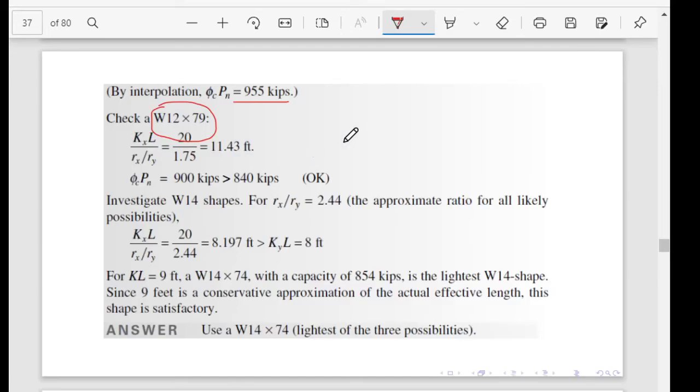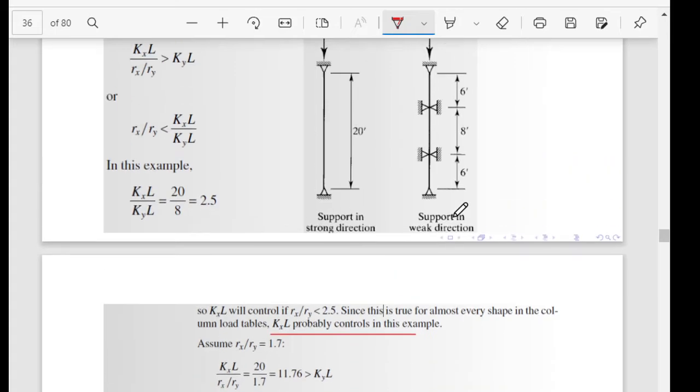Then the last shape to investigate is the W14 shape, because this is the last shape in the table. So we'll investigate the W14 shape. Then for Rx over Ry equal to 2.44, the approximate ratio for all likely possibilities. Because remember, what we computed earlier was the ratio of KXL over KYL.